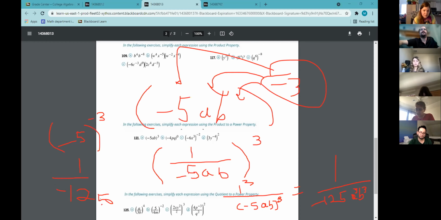But teacher, I just did it with -125, a to the power 3, b to the power 3. It's correct too, right? -125, a to the power 3, b to the power 3. It should be 1 over that if we put a negative in the exponent.